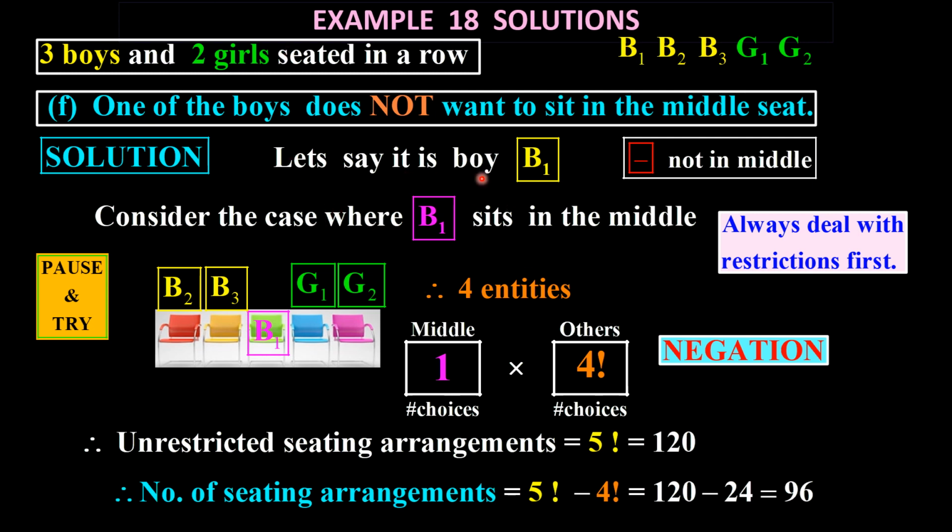See, there we have a negation. So we say does not want to sit, so we consider the case where the person is sitting. And then we can see there's 4 that must be arranged, so that's a 4 there, right? And then once we have that, we just find the unrestricted seating arrangement. And that's just how can 5 of them sit. And then we find the difference between the 2. And that will be the number of seating arrangements where in this case, the boy will not sit in the middle seat.